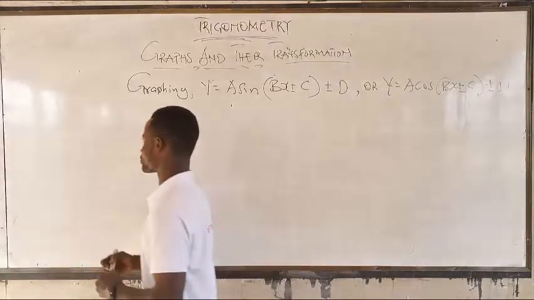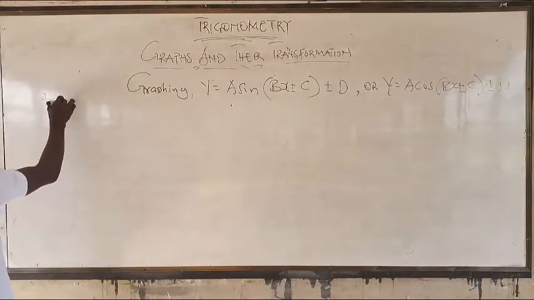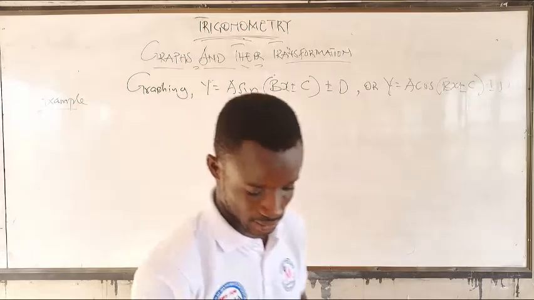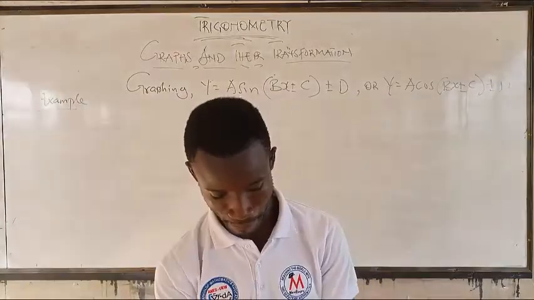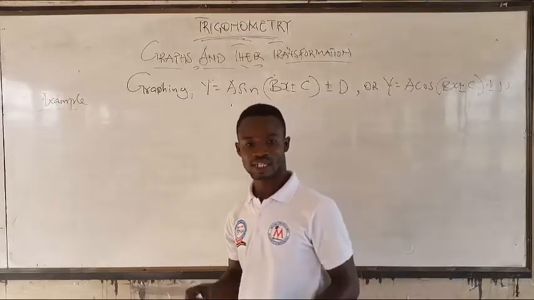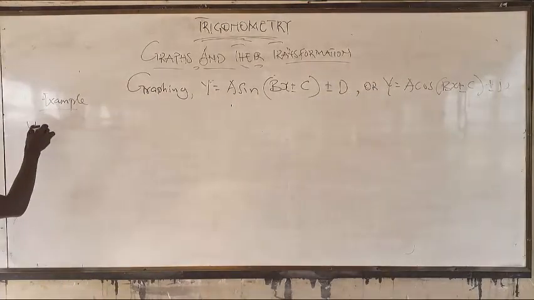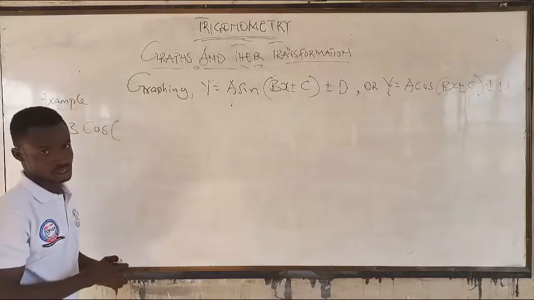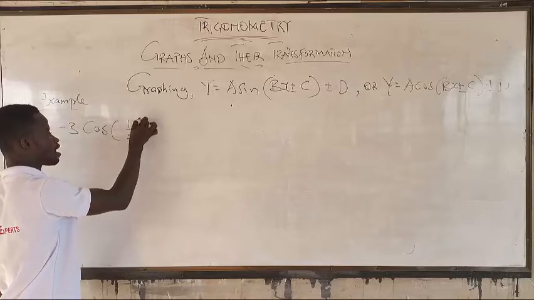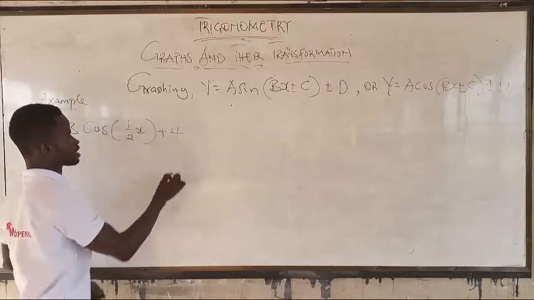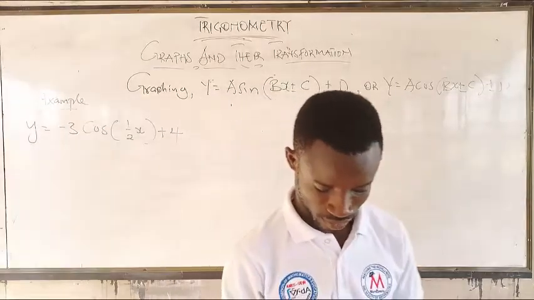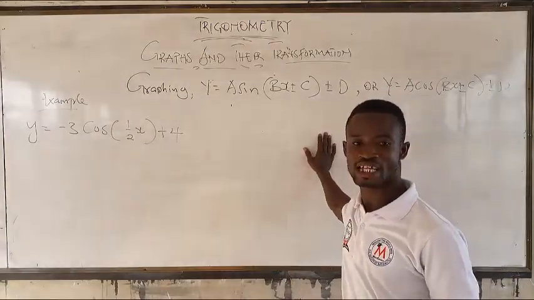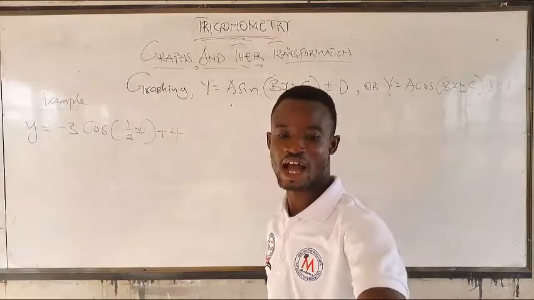Let's look at our first example. In our first example, we are going to look at what is happening to the graph. Let's look at y is equal to negative 3 cos half x plus 4. Negative 3 cos half x plus 4. So what is the amplitude, family?